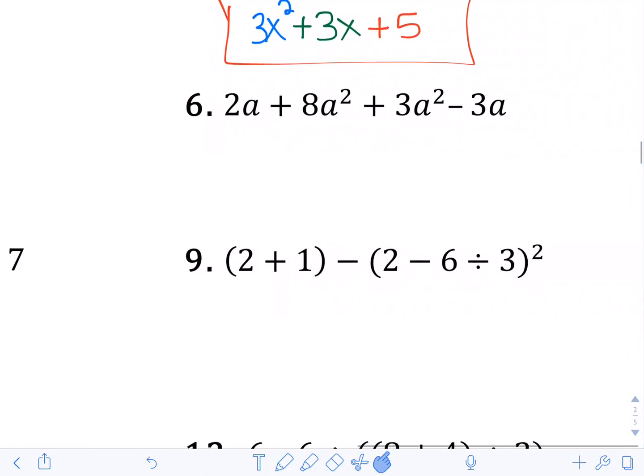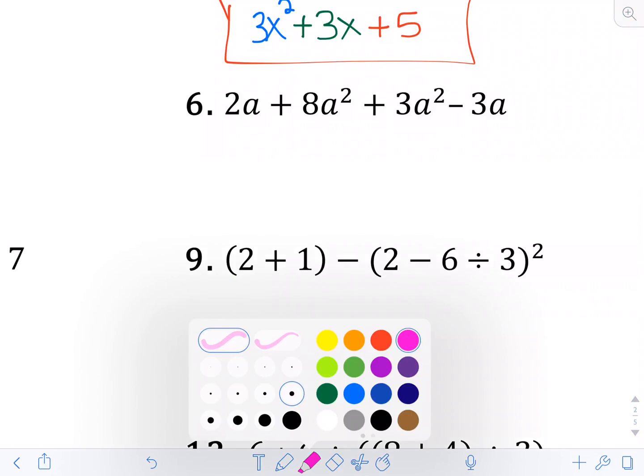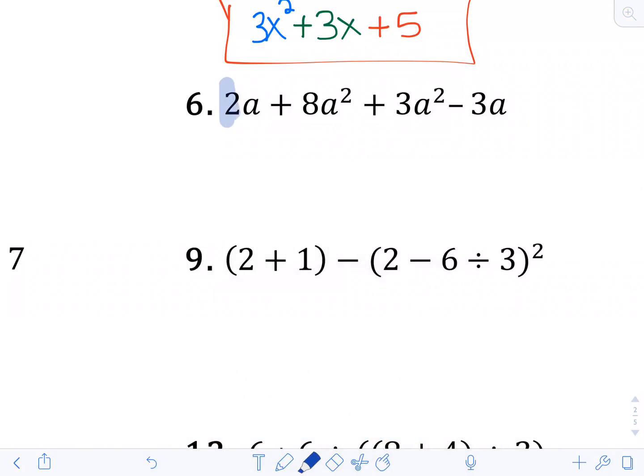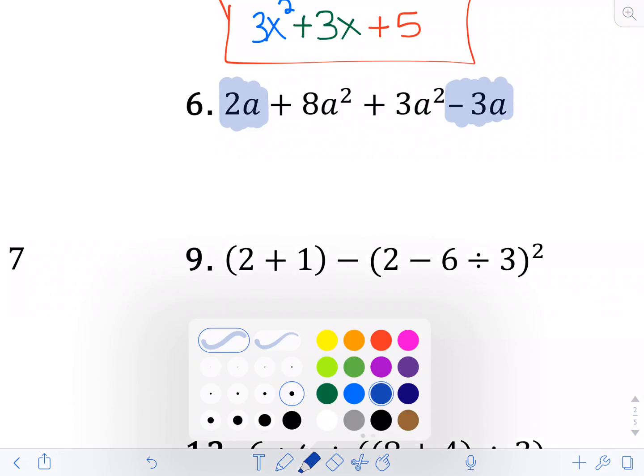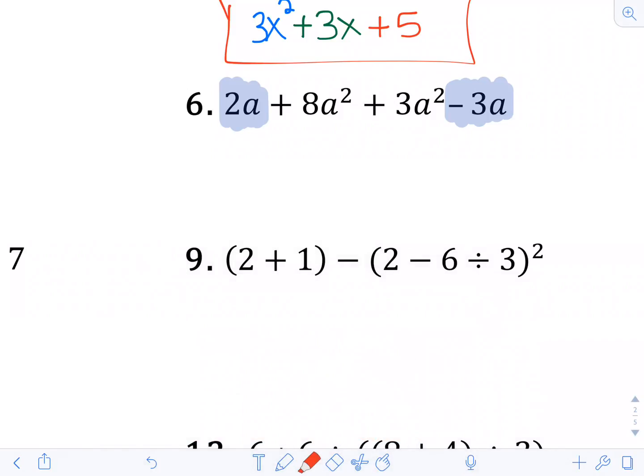Number 6. So first I have a 2a. And I'm going to look and see what else has just an a. It has to look just alike. And when I look, the only other thing that has an a in it is this negative 3. So that's a negative 3a. Okay, and then the next thing that we have is this positive 8a squared.